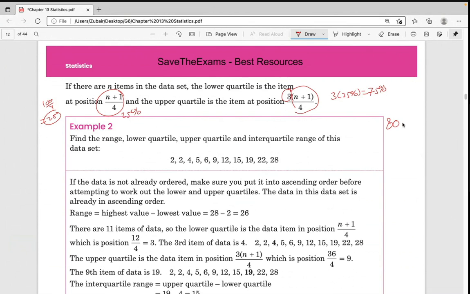Total is 80. So I can do 80 plus 1 by 4 gives me the lower quartile. 80 plus 1 is 81, and 81 by 4 is 20.25. So the value which is at 20.25 will be my lower quartile. And then for the upper quartile, I'll multiply the same number with 3, and when I do so, I'm getting 60.75.